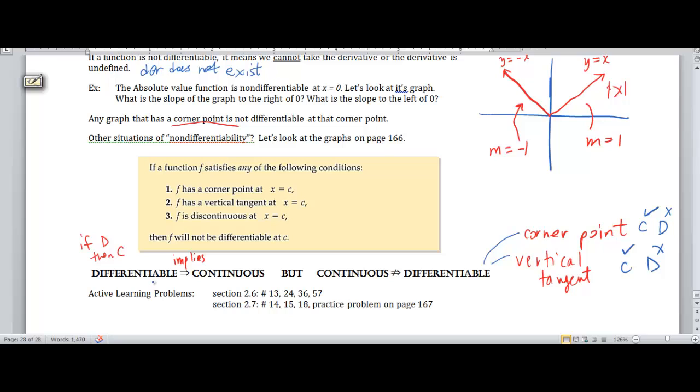If a function is differentiable, then it has to be continuous. That's the way it works. This only goes in one direction, not both directions. If it's differentiable, then it's continuous, but just because it's continuous does not mean that it's differentiable. Examples of that are corner points and vertical tangents. So that is all of Chapter 2.